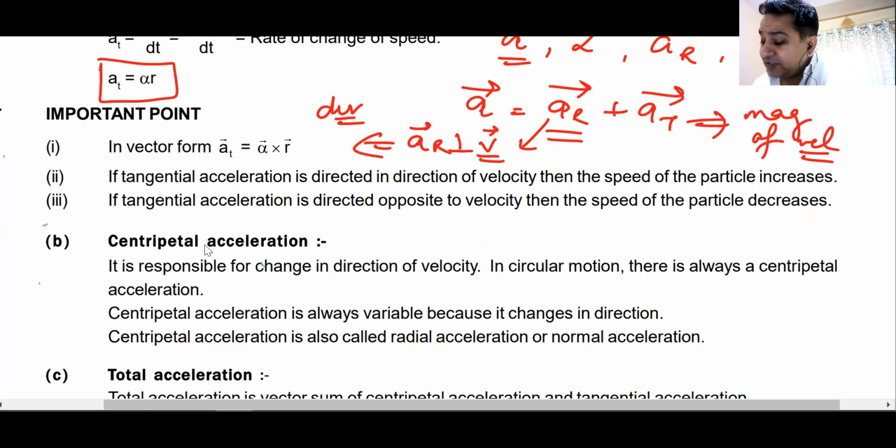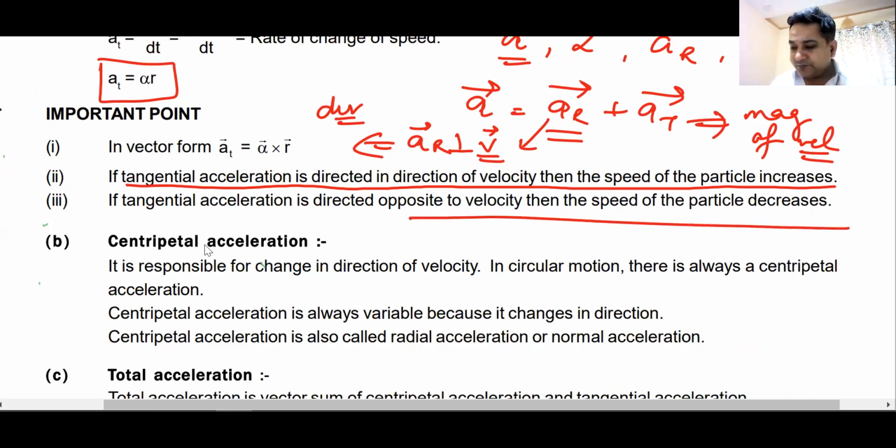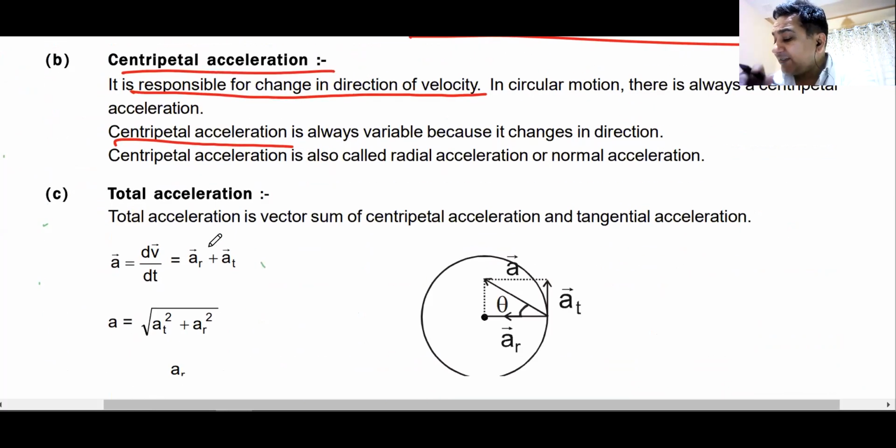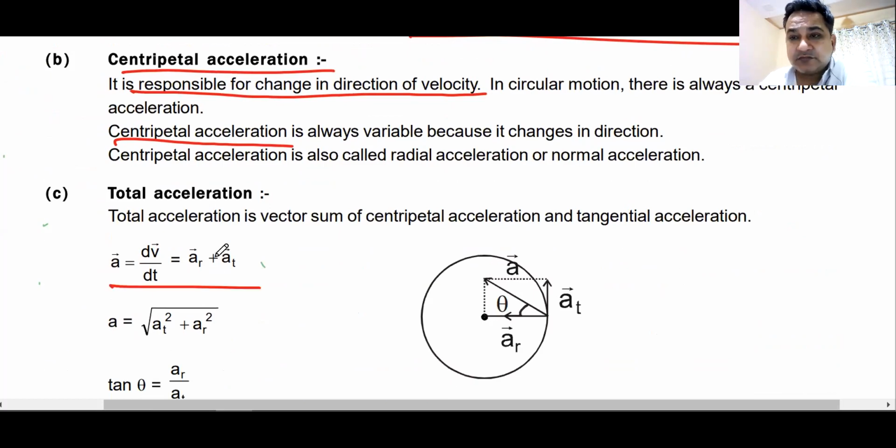If this tangential acceleration is directed in the direction of velocity, then the speed will increase. If it is opposite, speed will decrease. Very simple. Centripetal or normal or radial acceleration changes the direction.